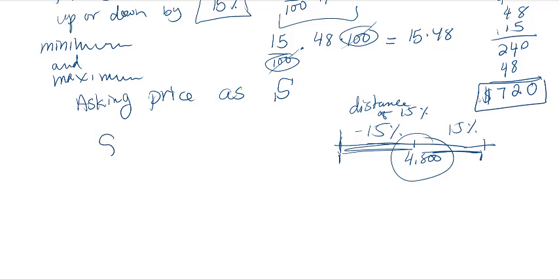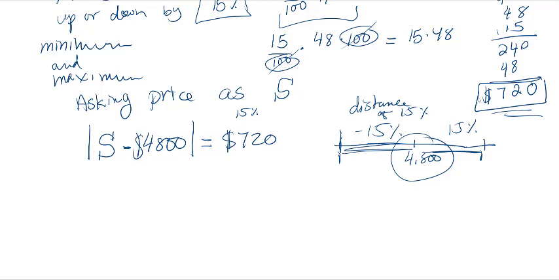So in that case, our actual asking price minus our recommended asking price, which is 4,800, has to be within 15% of that price, right? I'll write 15% up here, which we calculated right here to be 720. I'll write this out with units. Okay, so we have here our equation: the absolute value of S minus 4,800 equals 720.